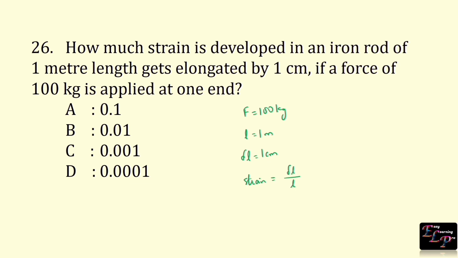Before substituting the values, here the units are different. So let us change this unit to meter. So if we convert 1 centimeter to meter, we have 0.01 meter. Now substitute the values. Change in length is 0.01, original length is 1. So the answer is 0.01.